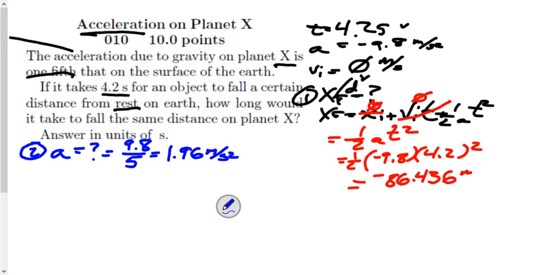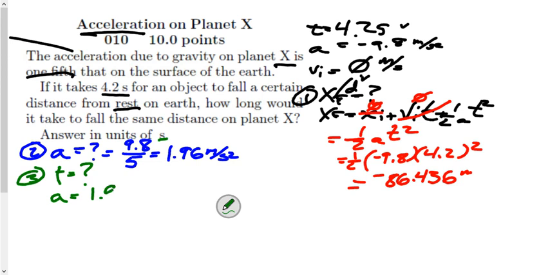Now we're going to put those 2 things that we figured out together and talk about the new planet. So I'm going to go to step number 3. In step number 3, we need to know what the time is. We're looking for seconds, so we know t equals question mark. What else do we know? We know a on this new planet is 1.96.